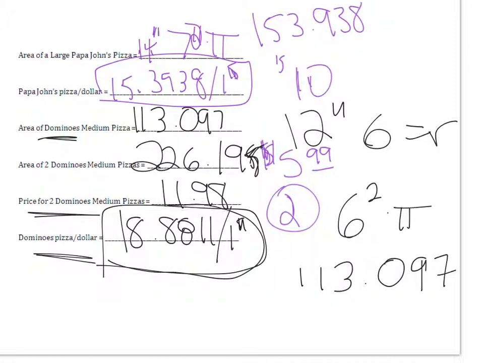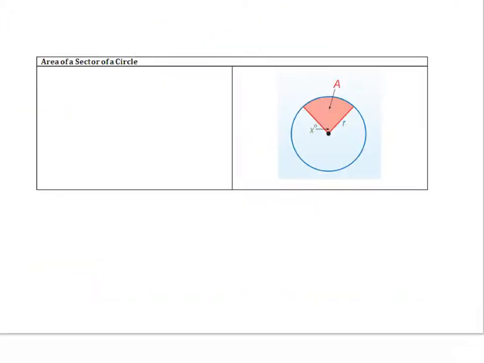Well, you are getting more pizza through Domino's per dollar than you are for the Papa John's. So that's going to be mathematically how you would compare. Here you get 15 inches, here you get 18 inches per dollar.